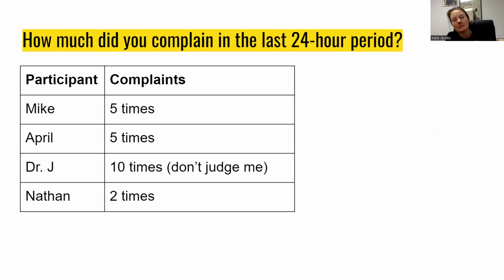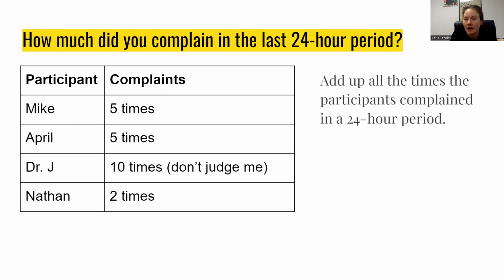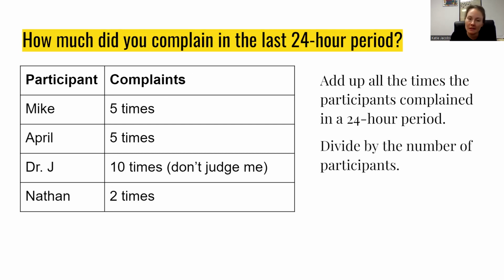All right, so let's use a little data set. How much did you complain in the last 24 hours? We have these different participants and we ask them. Mike said 5, April said 5, I said 10, but don't judge me. And Nathan said 2. If we wanted to find the mean, we'd add up all the times the participants complained. So 5 plus 5 plus 10 plus 2, right? And then we divide by the number of participants. So we have 22 divided by 4, which would give us our mean.